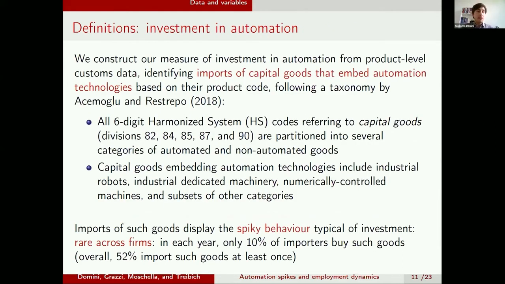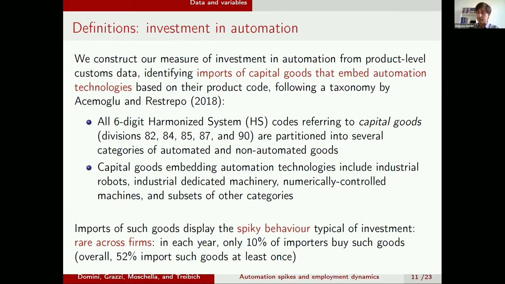Finally, and most importantly, let's define our firm-level automation variable. As I said before, we construct our firm-level automation variable based on import data. In particular, we identify for each firm whether they import certain capital goods that embed automation technologies, based on a taxonomy by Acemoglu and Restrepo 2018. What they do in that paper is to take all 6-digit codes referring to capital goods and then partition them into categories of automated and non-automated goods. We focus, of course, on the automated categories, which include, among other things, robots, industrial dedicated machinery, and numerically controlled machinery.